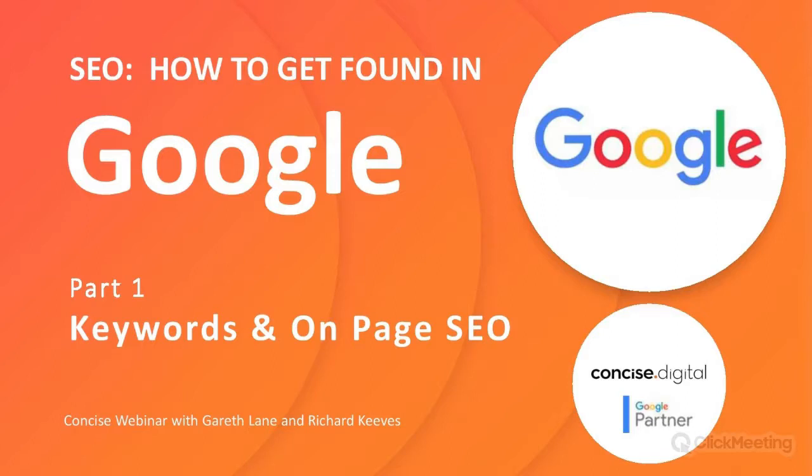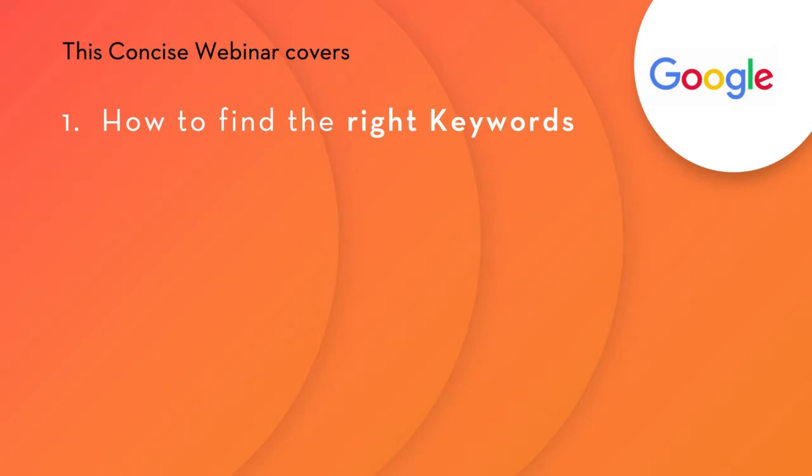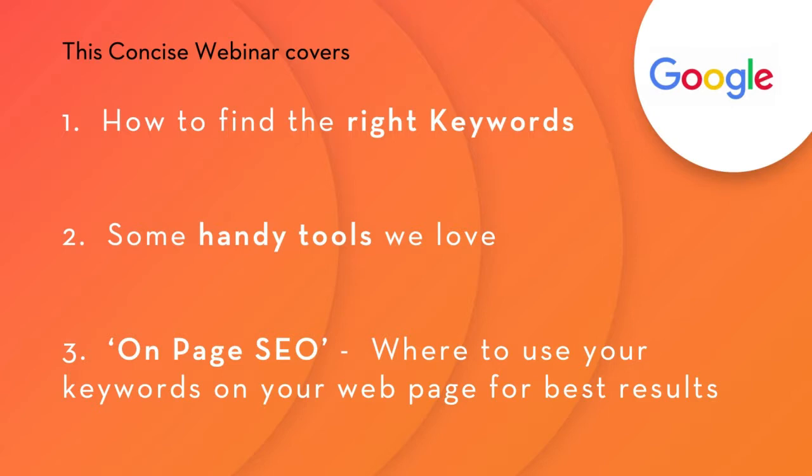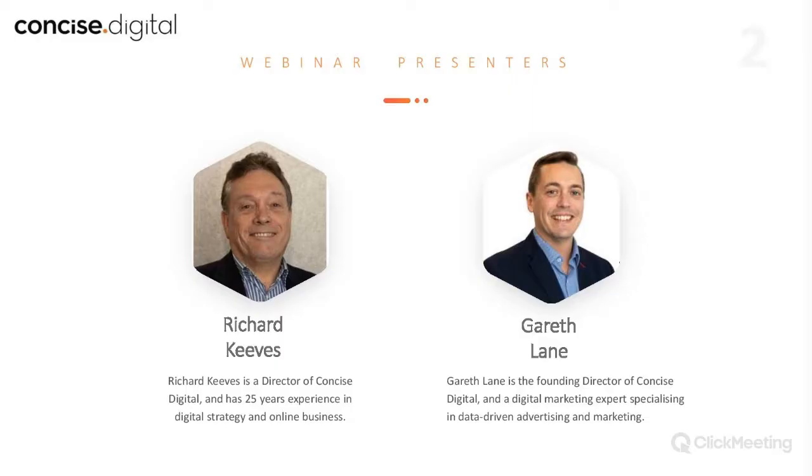Today's topic is SEO, Search Engine Optimization, and how to get found in Google. We look at how to find the right keywords and show you some handy tools we love. Then we look at On Page SEO, which is all about where to use your keywords on your web page for best SEO results.